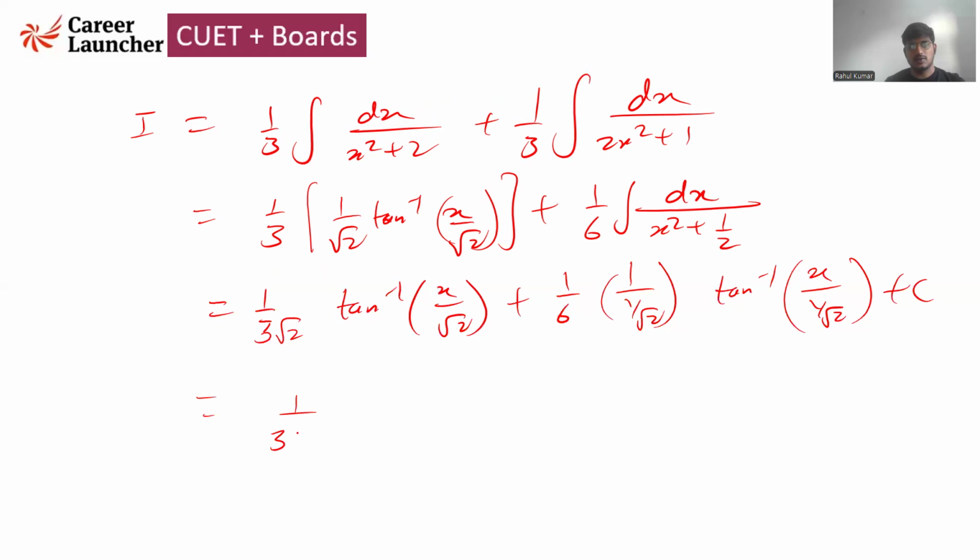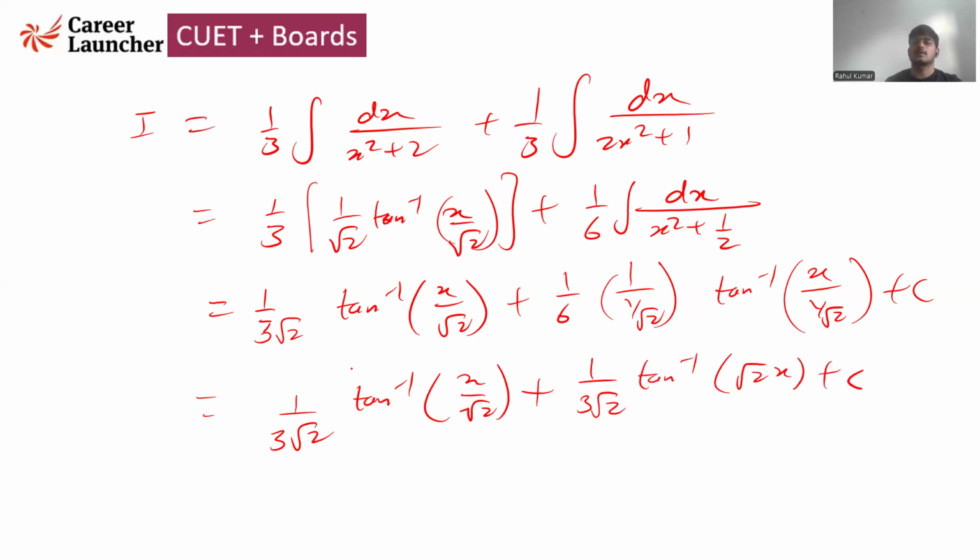And if you simplify, the final answer is 1 upon 3 root 2 tan inverse x by root 2 plus 1 upon 3 root 2 again tan inverse root 2 x plus C. And this is what you will receive as the final outcome. Now we have the next integral. You can label this thing as I.